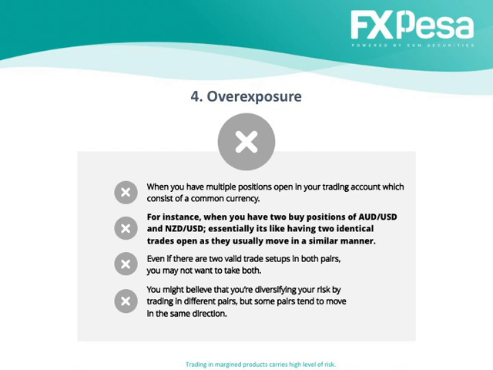Mistake number 4. Overexposure. Overexposure is when you have multiple positions open in your trading account which consist of a common currency. For instance, when you have two buy positions of the AUD/USD and the NZD/USD, essentially, it's like having two identical trades open as they usually move in a similar manner. Even if there are two valid trade setups in both pairs, you may not want to take both. You might believe that you are diversifying your risk by trading in different pairs, but some pairs tend to move in the same direction.